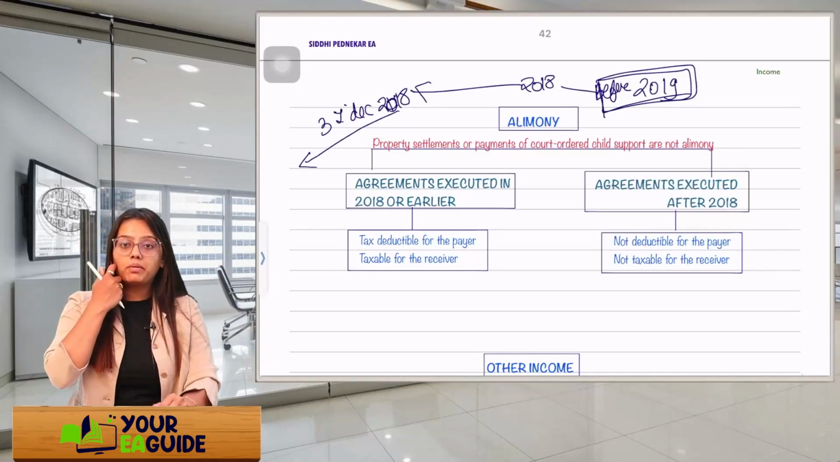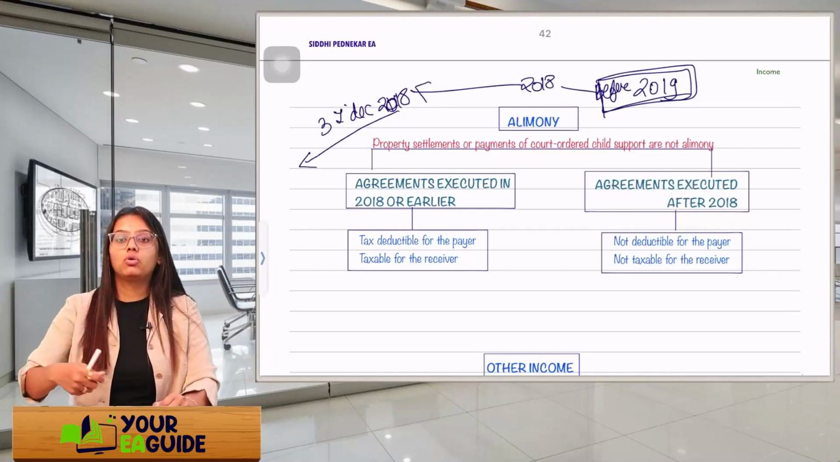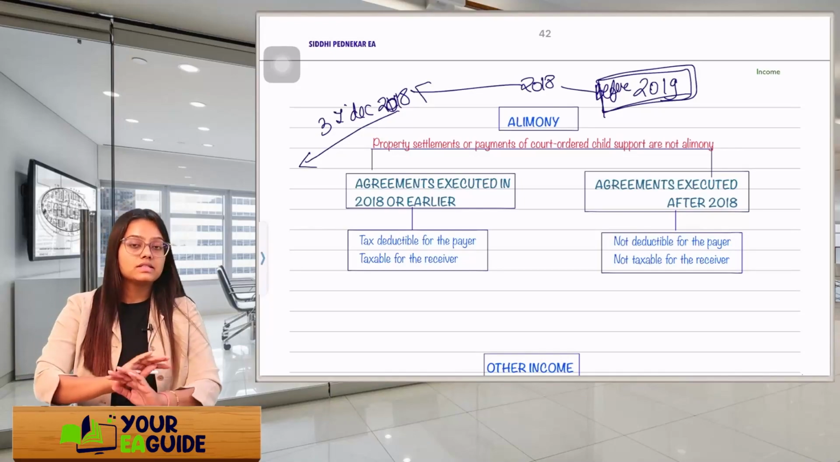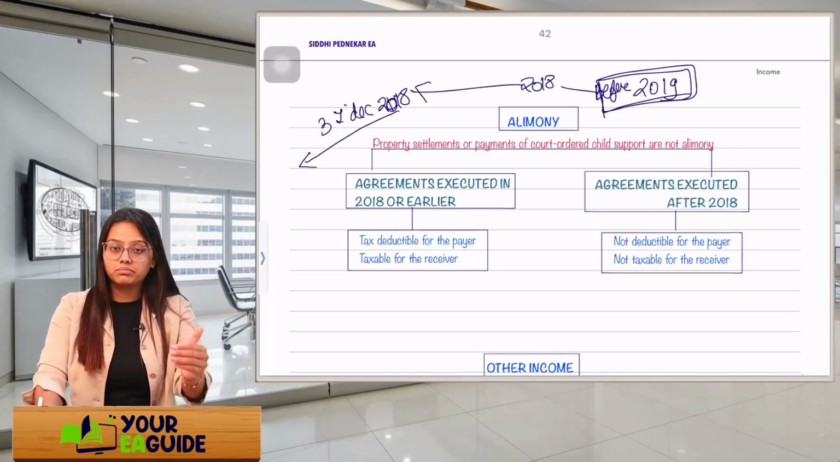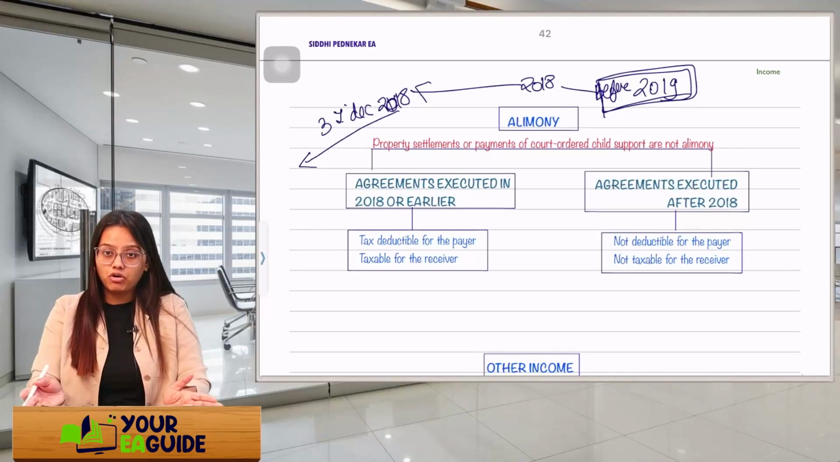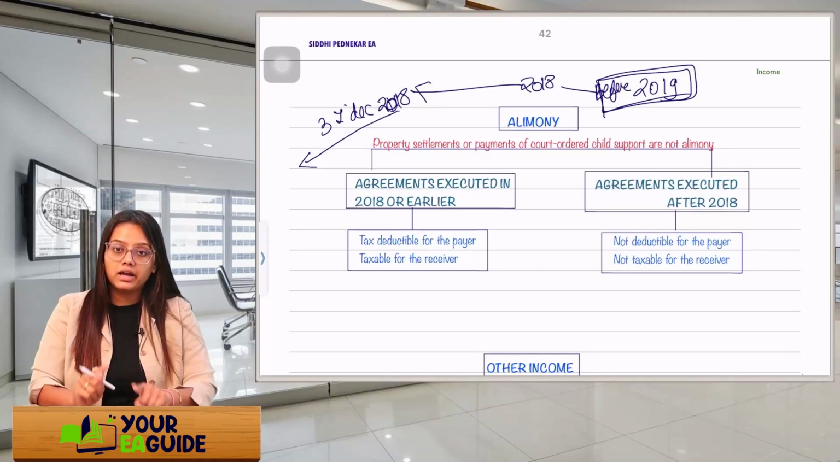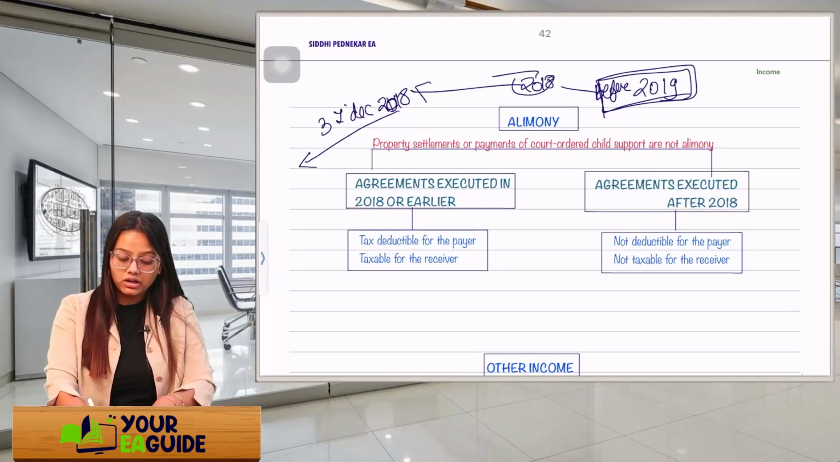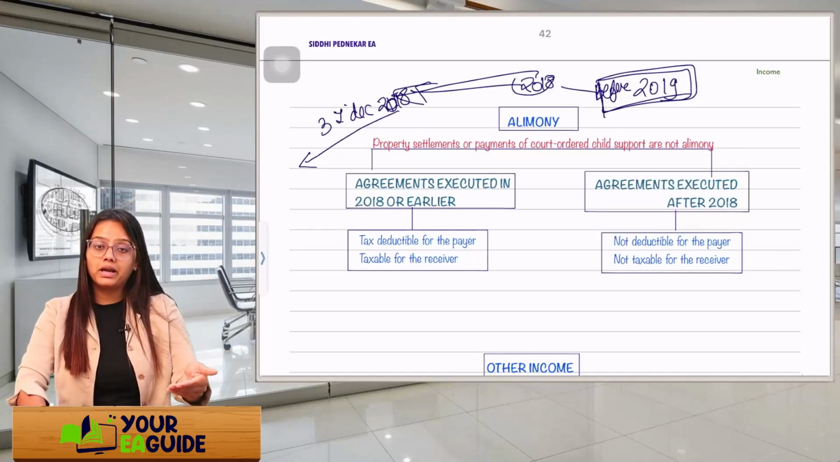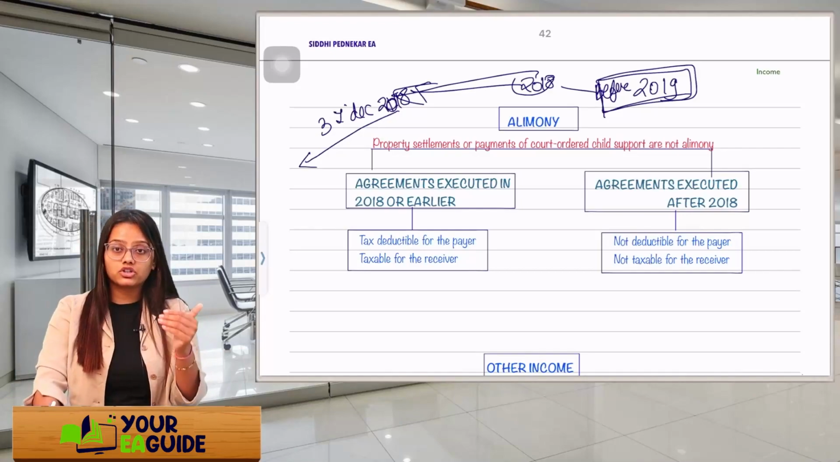Okay, so property settlement or payment of a court order, child support, these are not called alimony. Apart from this, if two persons are getting divorced, the spouse and the taxpayer, and their agreement is executed, finalized in 2018 or earlier, then the person who is going to pay it, it will be called a deduction for him.